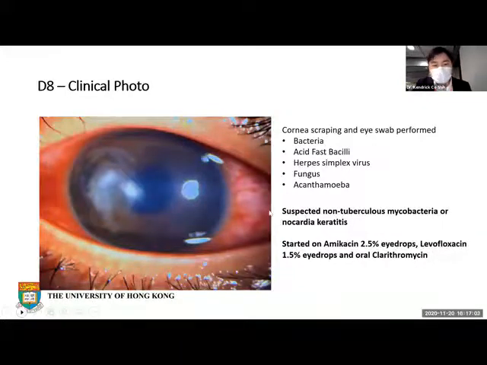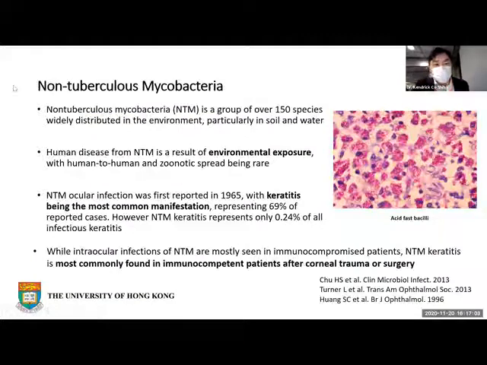So just going into a little bit about non-tuberculous mycobacteria or atypical mycobacteria. This is a group of 150 species widely distributed in the environment, particularly in soil and water. Hence my suspicion, because the patient was hiking. So I was thinking he might have been digging his hands in soil, washing his face in streams. Human disease from NTM is a result of environmental exposure rather than human-to-human spread and zoonotic spread.